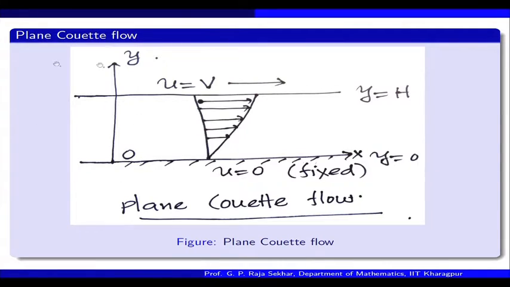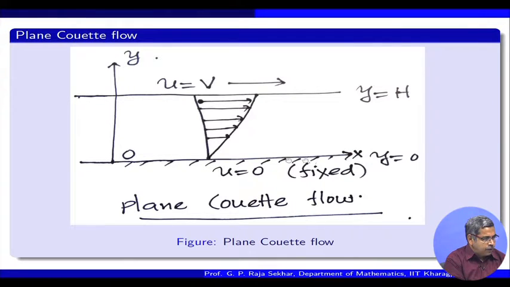The first problem that we are going to consider is very popular in literature. Any elementary book on fluid mechanics would talk about this. That is flow between two parallel plates, where the flow is driven by a pressure gradient, or one of the plates is moving. That is the configuration. So let us have a look at it. This is called plane Couette flow.